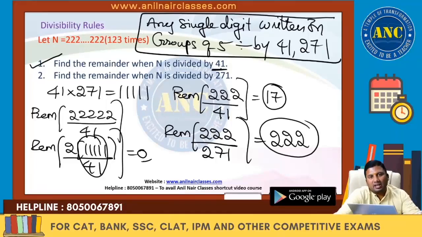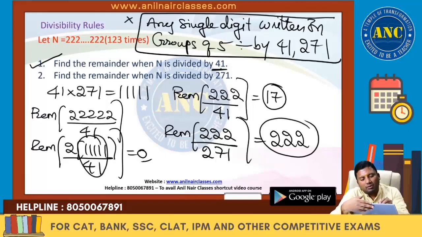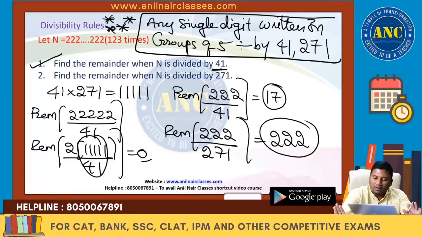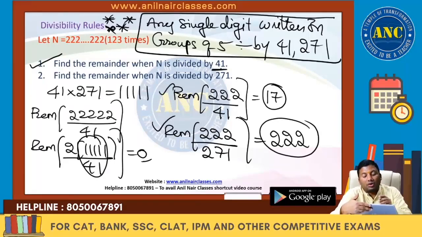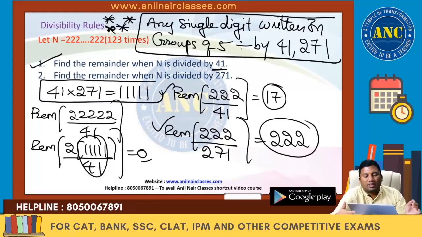Any single digit written in groups of 5 is always divisible by 41 and 271. So if it is 5 times, 0; 10 times, 0; 120 times, 0; the remaining is 222. 41 threes are 123, 41 fives are 205, remainder is 17. Please make a note of this point. Today's class is a very high advanced level of how to use the divisibility rule for the concepts that we discussed, 41 into 271. This is the concept.